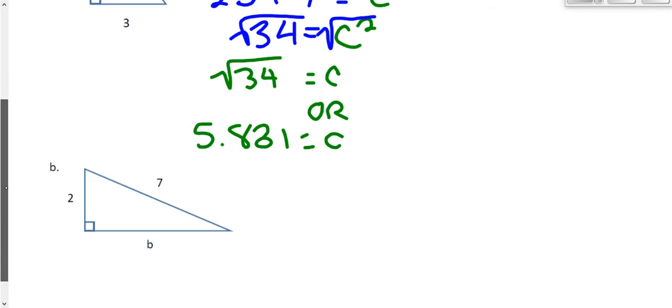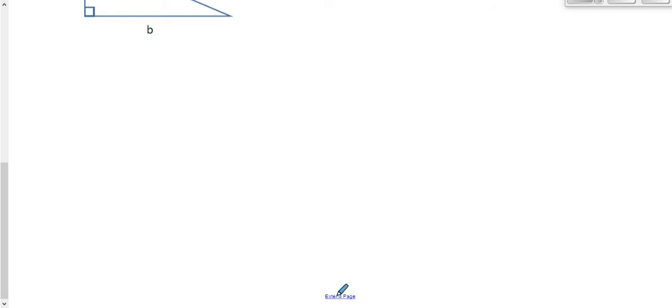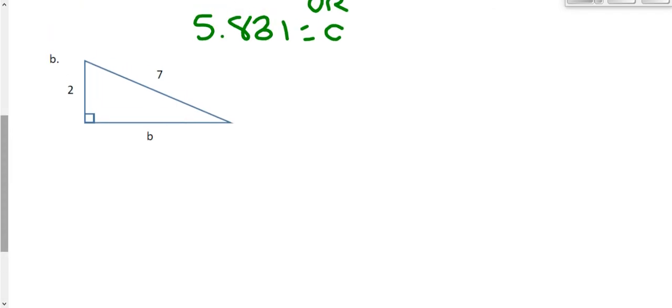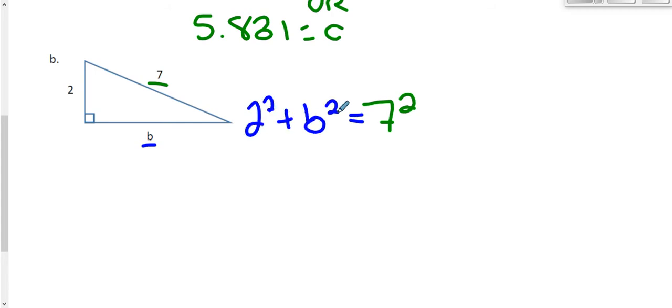Let's go ahead and take a look at the second question here. This is part B. We have another right triangle here. This time we're trying to find this missing side down here on the bottom. Again, we have been given the hypotenuse and one of the legs, and the only side that matters is that hypotenuse. I have to make sure that the number 7 is written in the formula where the hypotenuse goes, which is on the right side of the equal sign. The other two I can fill in however I'd like. So 2 squared plus b squared is going to equal 7 squared. 2 squared is 4. I still don't know what b is, and 7 squared is 49.